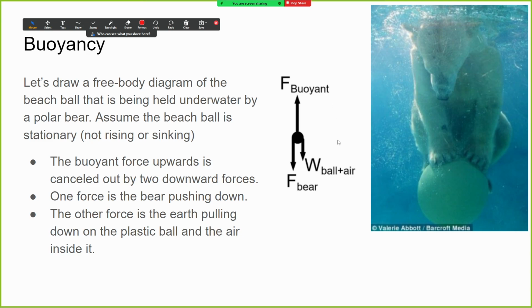The bear is pushing down, so that means that there is a downward force, and then the earth is actually pulling on the plastic ball as well as the air that's inside of the ball. So that would be those two forces.